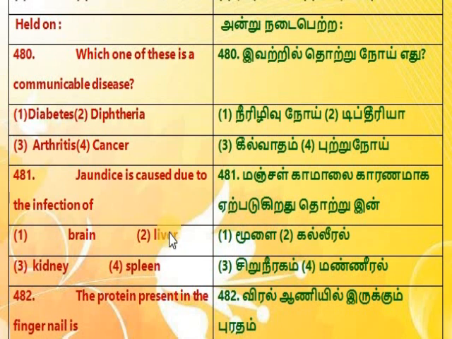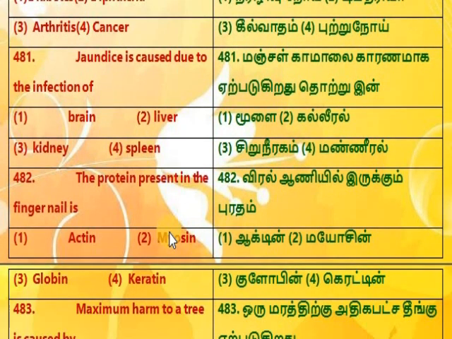480. Which one of these is a communicable disease? 1. Diabetes. 2. Diphtheria. 3. Arthritis. 4. Cancer. 481. Jaundice is caused due to the infection of: 1. Brain. 2. Liver. 3. Kidney. 4. Spleen.